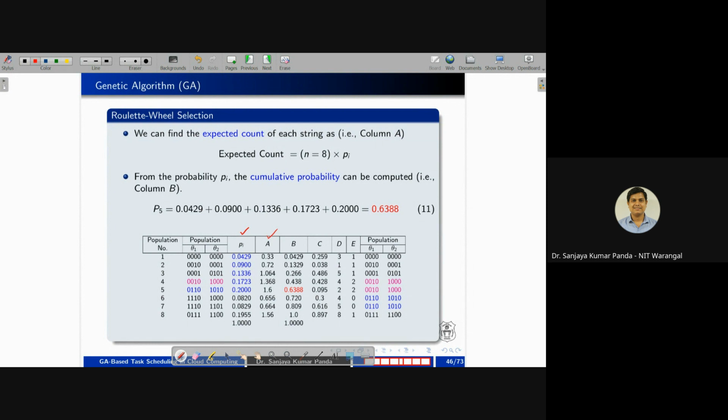Right? Now, the cumulative probability is represented in column B. For the first one, the cumulative probability is as it is. But when you go for the second one, you have to add these two. That is 0.0429 plus 0.0900. If you add it, you will get 0.1329. That is written here. So column B represents the cumulative probability.